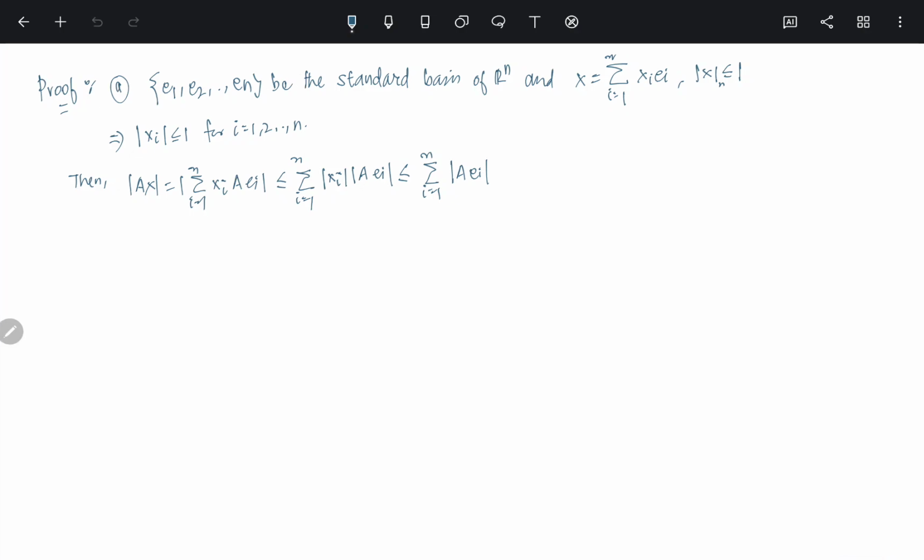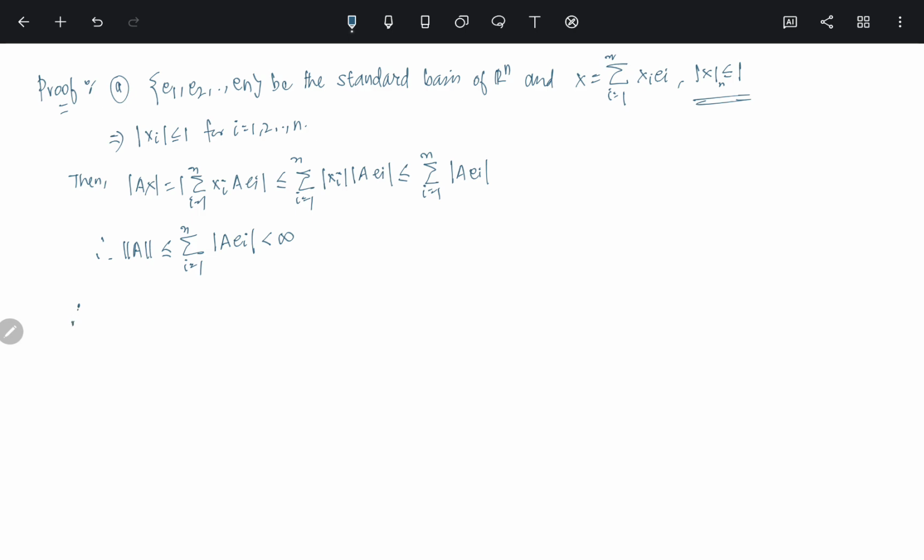Right, so once you have this, what we have is that the norm of A, which is nothing but the supremum of this for norm of x less than 1, is always dominated by the summation i equals 1 to n of the norm of A e_i, which is finite. Clear? That is clear, because this is just the sum of n numbers, which is going to be finite. So the norm of A is always going to be finite.